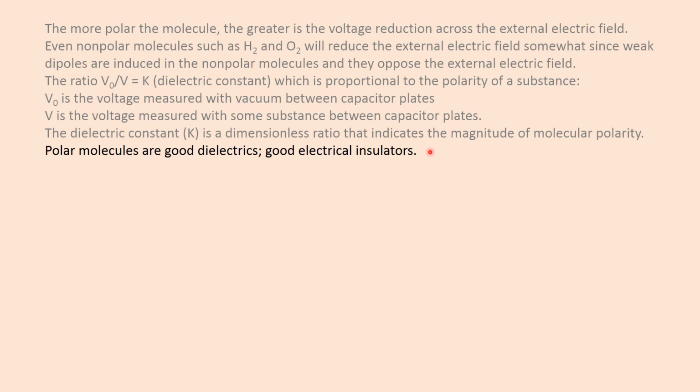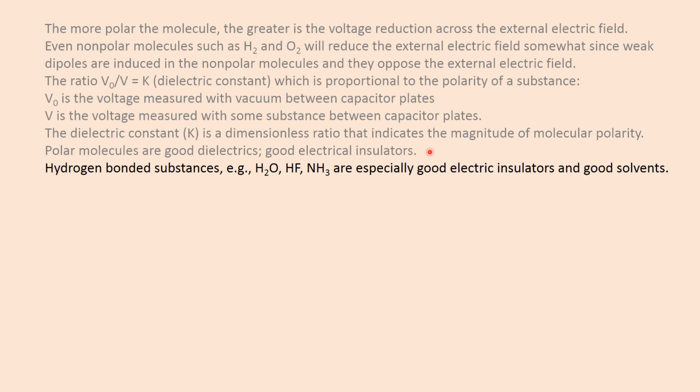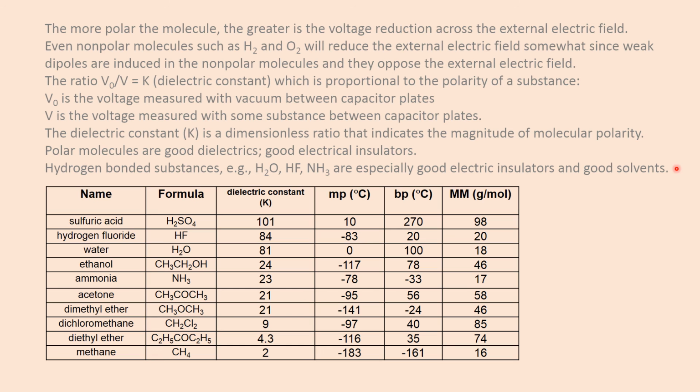So polar molecules are good dielectrics, that is, they are good electrical insulators. Now, hydrogen bonded substances, and we'll talk more about hydrogen bonding later in this lesson. Examples include water, hydrogen fluoride, and ammonia. They are especially good electrical insulators, and good solvents. We'll explain also why that is later.